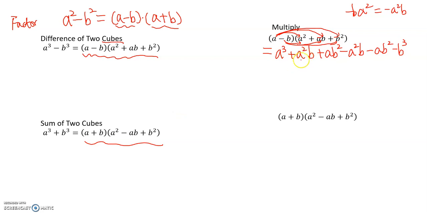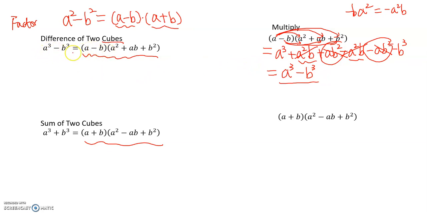Now we combine like terms. Notice a squared b and negative a squared b are like terms, and they cancel each other out. And ab squared minus ab squared also cancel out. Since these two are canceled out and these two are canceled out, we are only left with the difference of two cubes. So although originally we're multiplying two terms with three terms, after we simplify and combine like terms, we only get two terms. And so this is a formula that we kind of have to memorize when we use it.